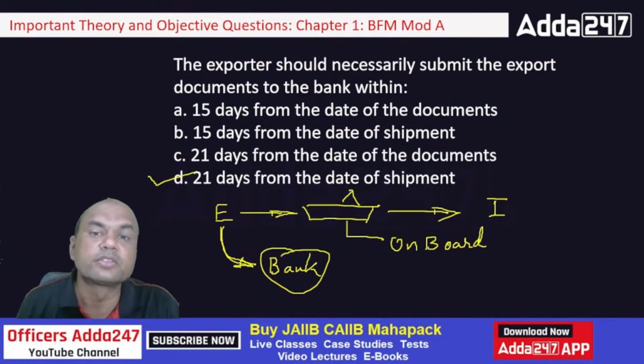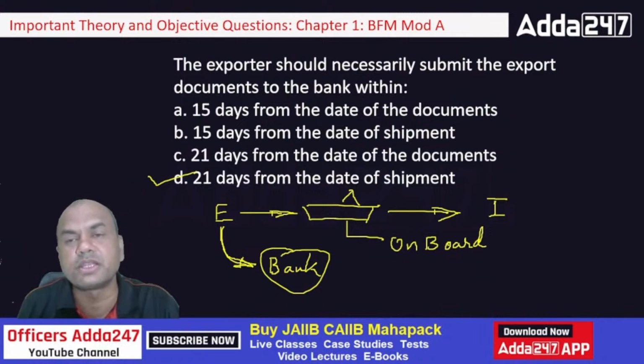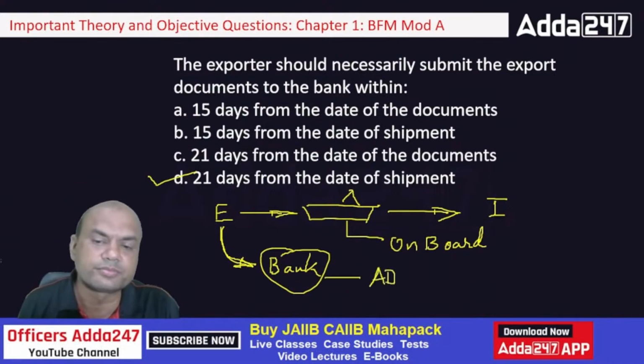Okay. So the exporter needs to submit the export documents to the bank within 21 days. Actually, the word bank is not a correct word. It is called AD, authorized dealer. Okay, authorized dealer.